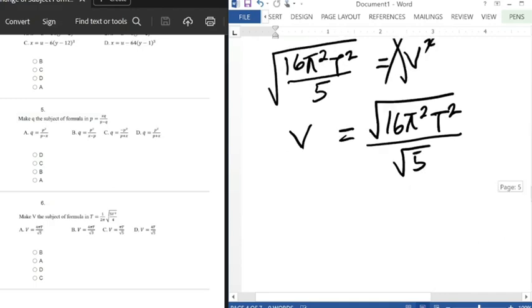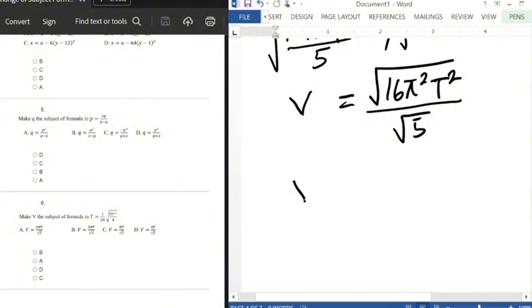So the next stage is v will then be equal to the square root of 16 is 4, the square root of pi squared is pi, the square root of t squared is t, all over the square root of 5. So let's see if we have this option there. We have 4 pi t over square root of 5. That is option A there.